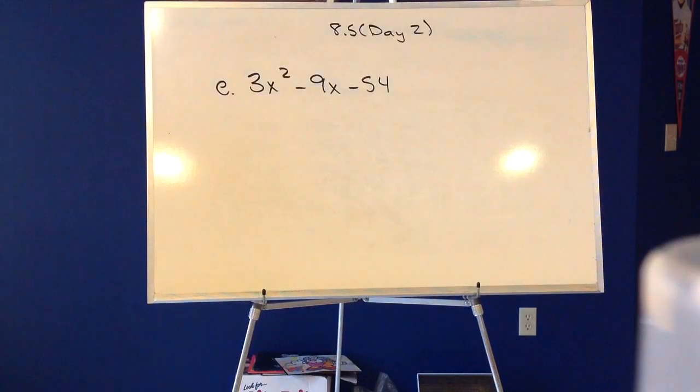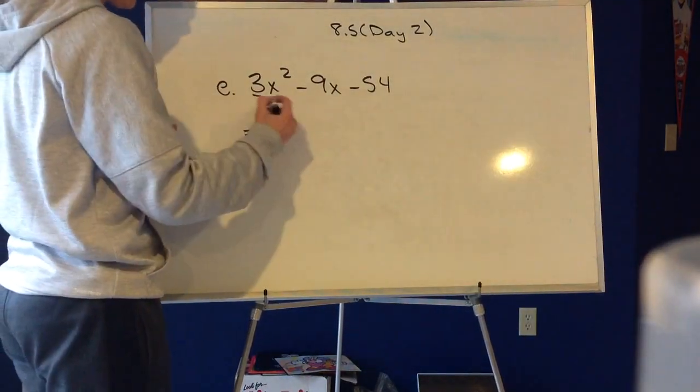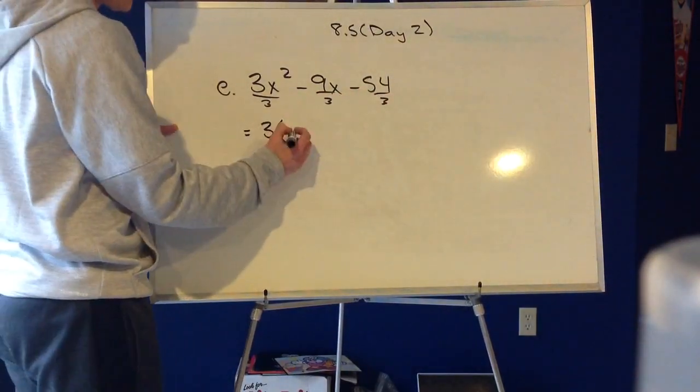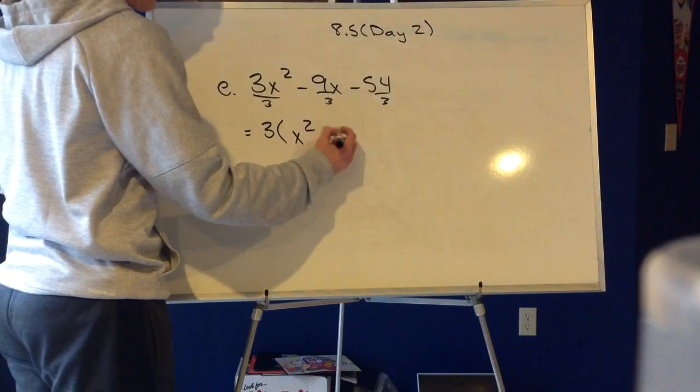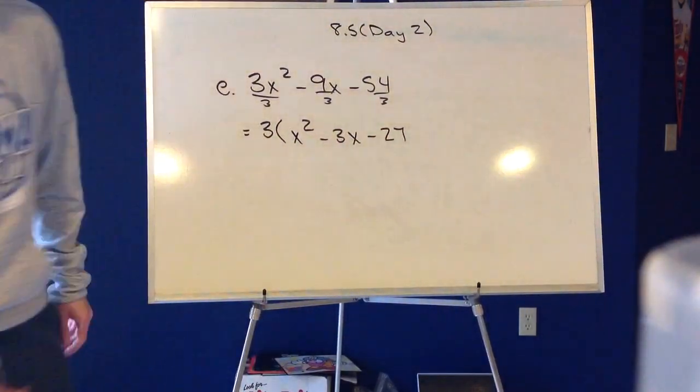We do have one here, it's 3. So I have to take the 3 out first. Again, we're dividing everything by 3. So if I do that, I get x squared minus 3x minus 18.